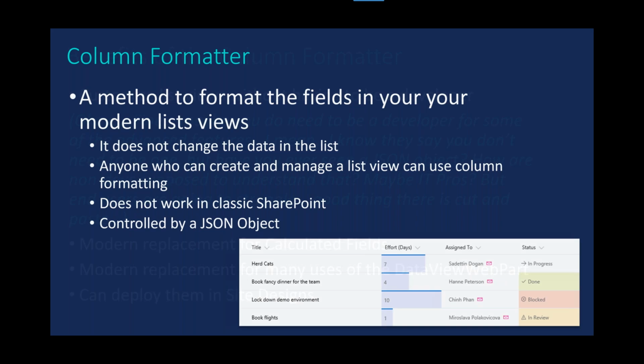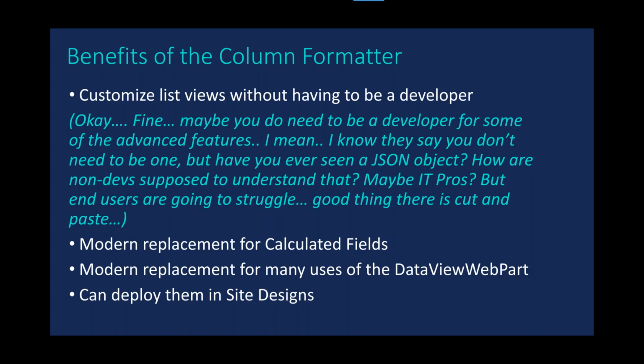So the benefits of the column formatter is that it really allows you to customize those views without having to be a developer. And I say that, and then there's the parentheses, right? This JSON object thing I keep talking about. There is quite a bit of structure to it, and there's logic to it, and it's like dev light. So if you really want to start writing these things from scratch, it really helps to have that kind of background of understanding the logic behind a JSON object.